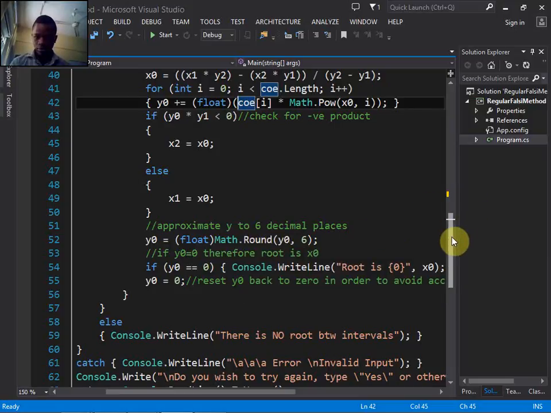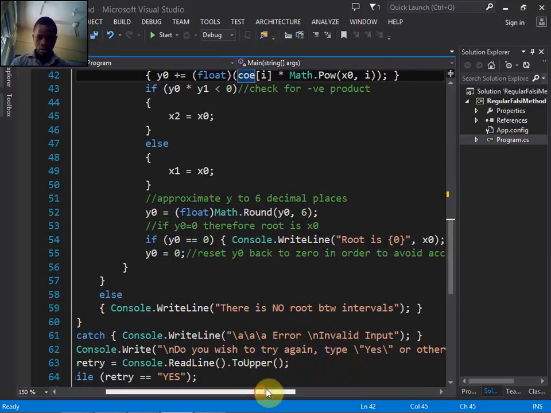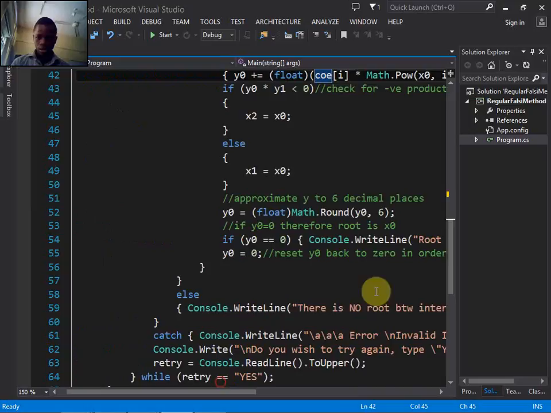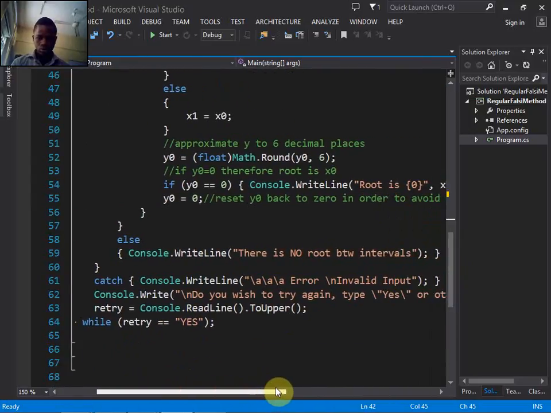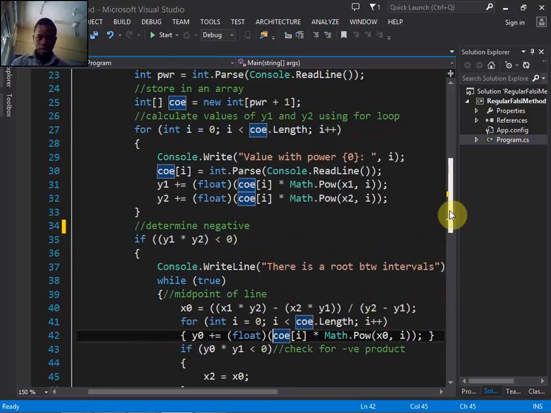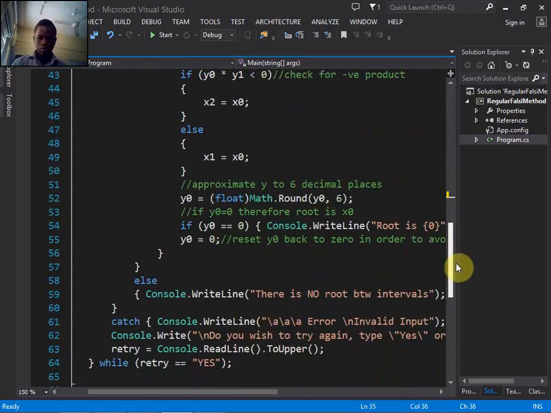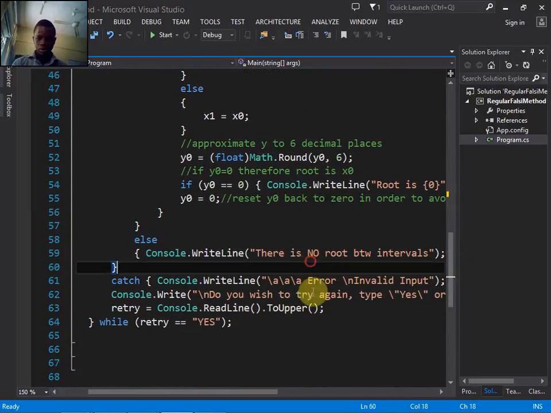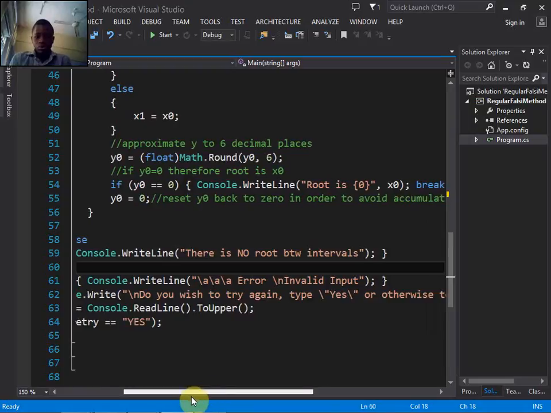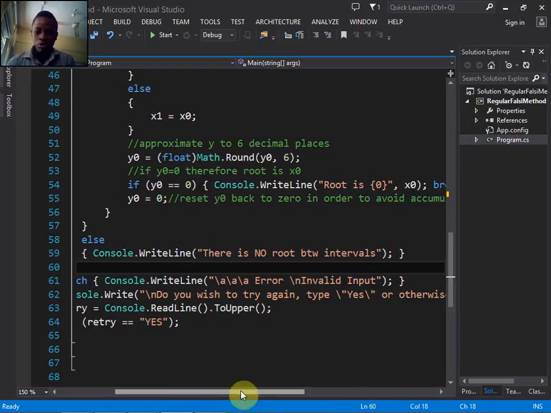Okay, that's how I do it. And then break. Else there's no root. Else if this and this are not negative, if they are both positive, that is greater than or equal to 0, that means there's no root between the intervals. Then this try catch catches the error in case somebody puts an alphabet instead of a number. People can be funny, you understand? So used to try again, yes, no.